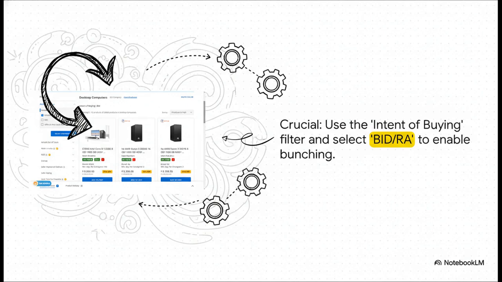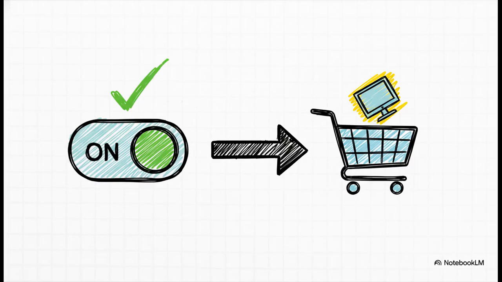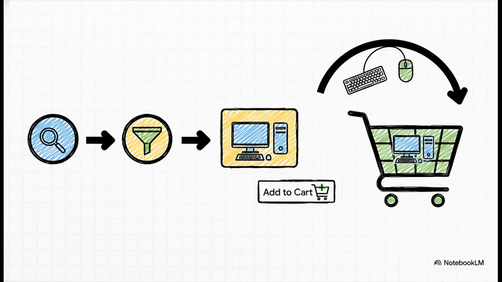It's that important. So now that you've got that crucial BID/RA filter active, you can start adding each of your items into your cart. Go ahead, find the desktop that meets your specs and click Add to Cart. Then you just rinse and repeat. Search for keyboards, apply that same BID/RA filter, and add that to the cart. Do the same for mice. You're basically just gathering all your ingredients before you start cooking, right?